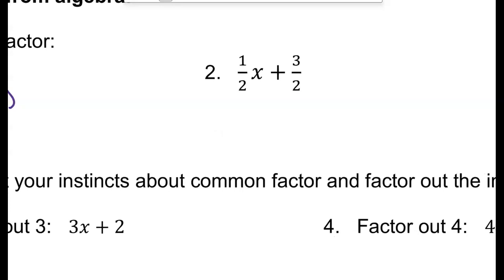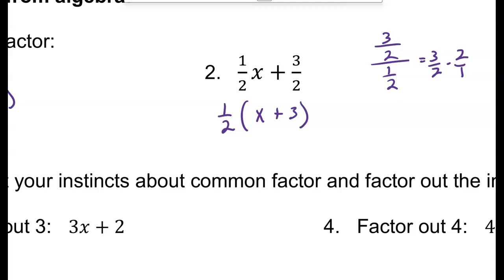Can I take out a common factor out of 1/2 x plus 3 halves? Yeah, you can take a 1/2 out of both. Basically, are we undistributing? We're really dividing both terms by what value? 1/2, exactly. So we get here, x plus what? 1. What's 3 halves divided by 1/2? 2 over 1, it should be what? 3. So that'd be 1/2 times x plus 3.